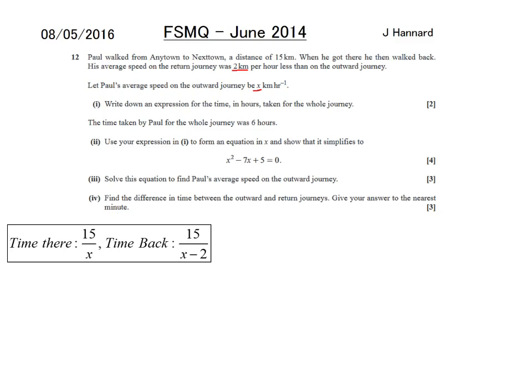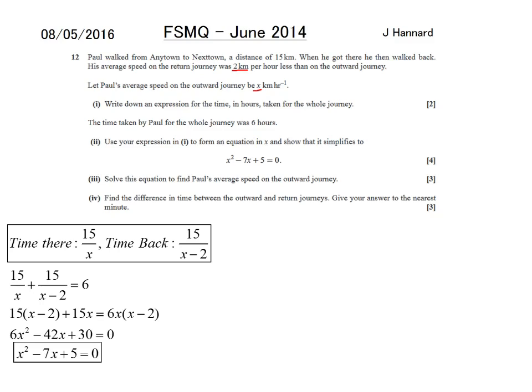The time taken by Paul for the whole journey was 6 hours. So we set up this equal to 6, so it's his time there added to his time back, and that's equal to 6 hours. Times throughout by x minus 2, so you get that. Expand, and you get that. Take people over the other side, and you eventually get that. I see common factor of 6, so I'll take it out. And that is what the examiner told you to get.